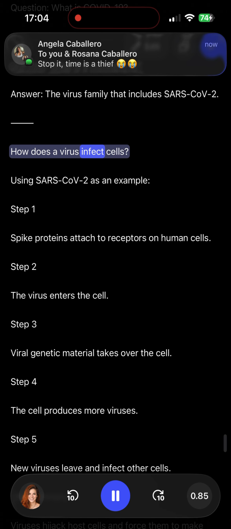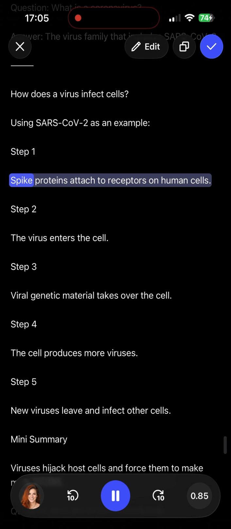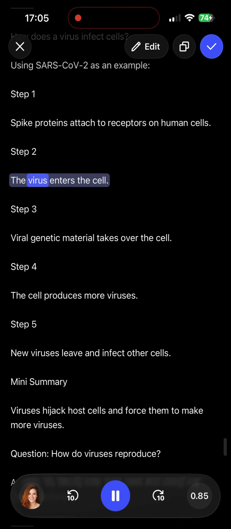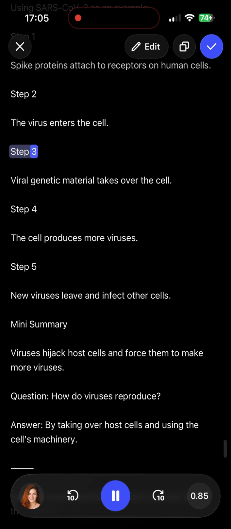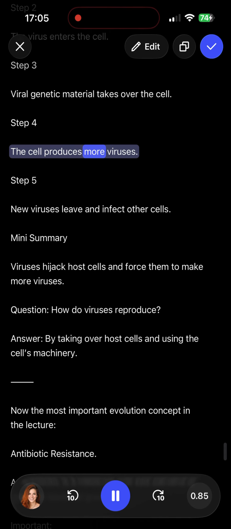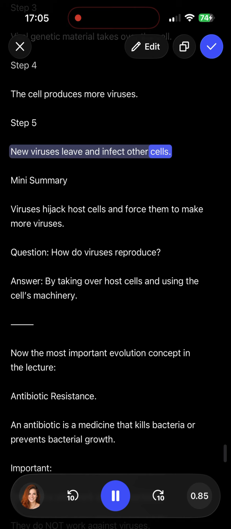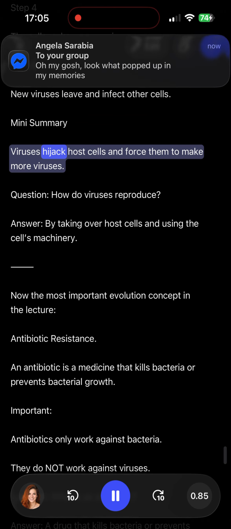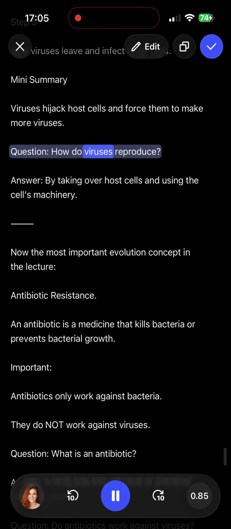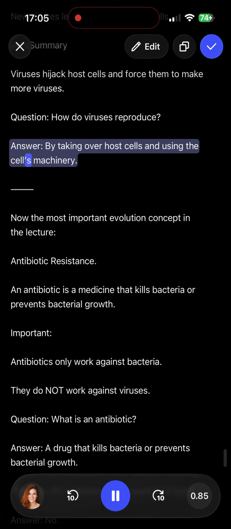How does a virus infect cells? Using SARS-CoV-2 as an example. Step 1. Spike proteins attach to receptors on human cells. Step 2. The virus enters the cell. Step 3. Viral genetic material takes over the cell. Step 4. The cell produces more viruses. Step 5. New viruses leave and infect other cells. Mini summary. Viruses hijack host cells and force them to make more viruses. Question. How do viruses reproduce? Answer. By taking over host cells and using the cell's machinery.